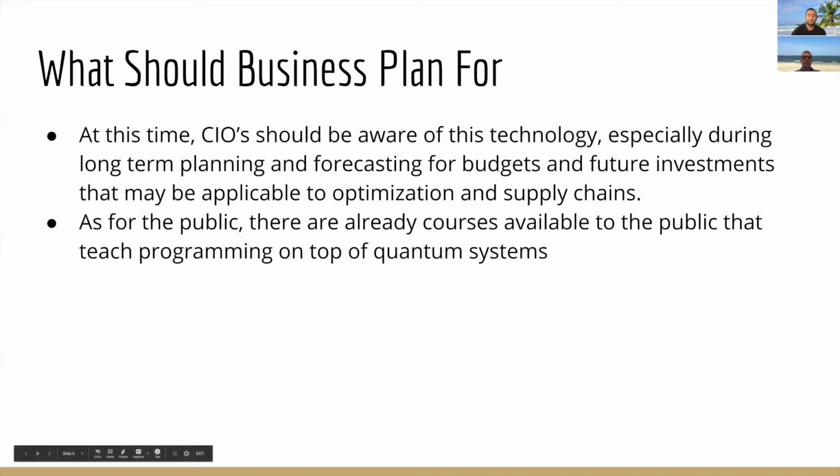So what should businesses plan for? Well, at this time, CIOs should be aware of this technology and they should keep track of its implication on their business. They should consider creating a roadmap for it, especially during long-term planning sessions and forecasting for budget and future investment that will be applicable to optimization of operations and supply chains.